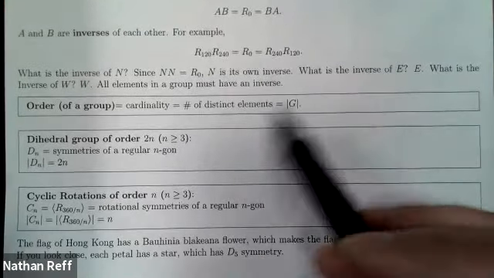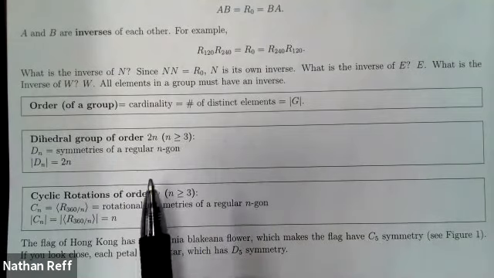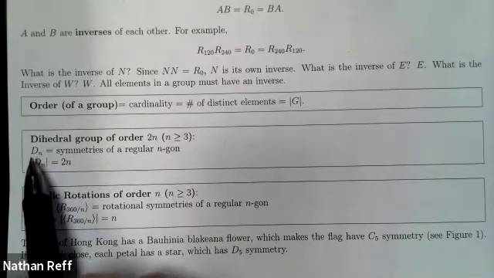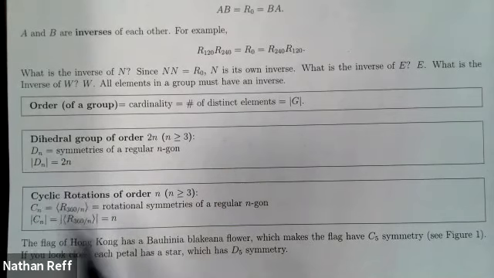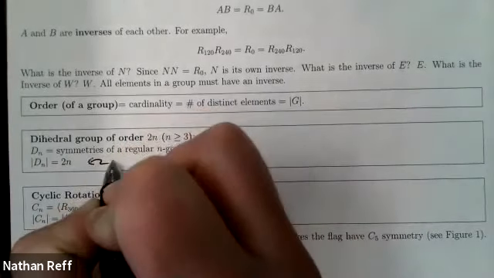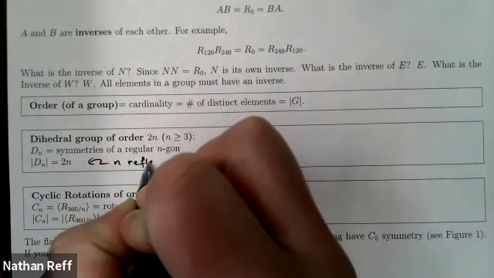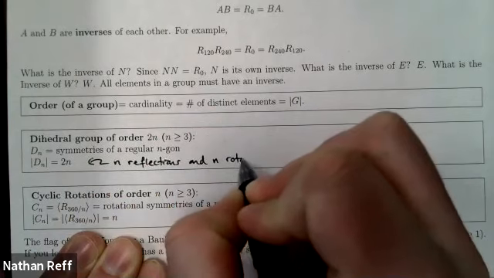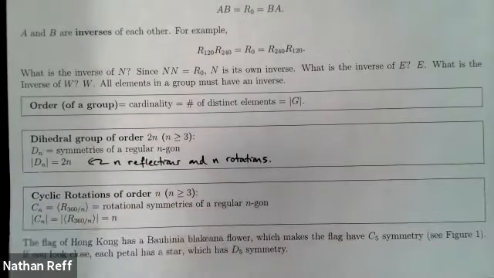So for example, the dihedral group of order 2n, where n is greater than or equal to 3. So it's at least got to be a regular 3-gon, an equilateral triangle. You could have a square, pentagon, and so on and so forth. And it will be the symmetries of the regular n-gon. We'll denote that as Dn. And the order of that group will always be 2n because you'll have n reflections and n rotations. Okay.